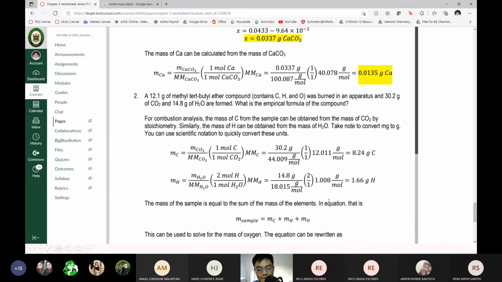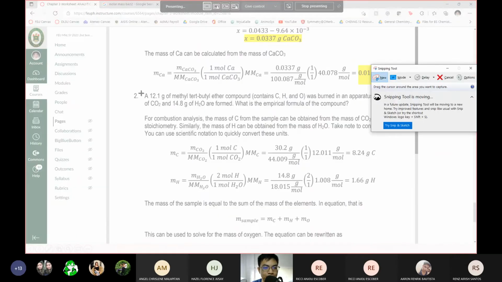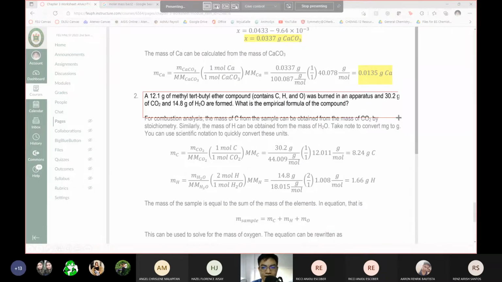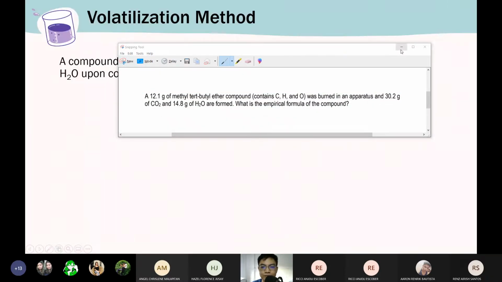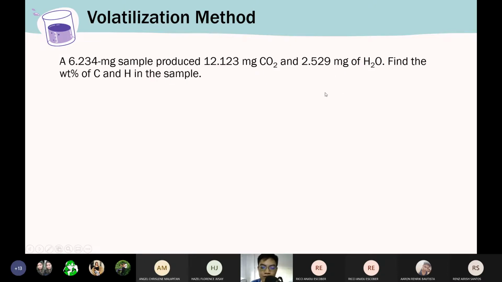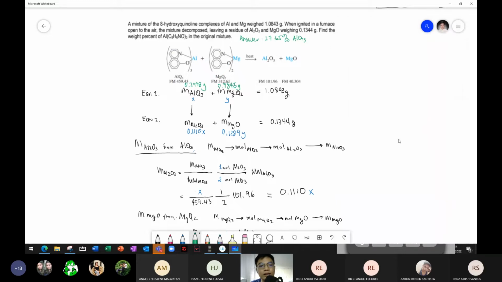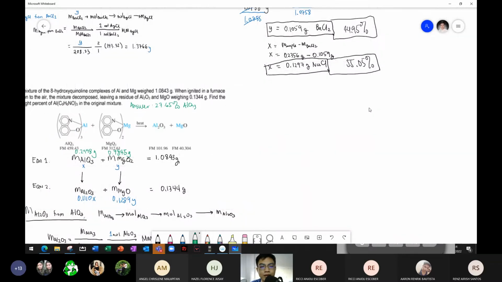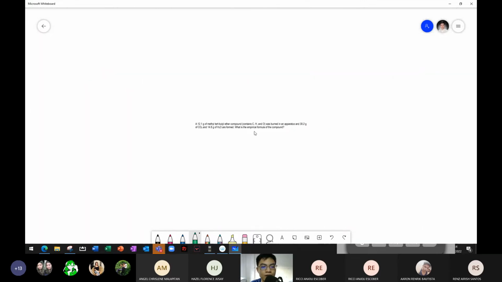Okay, so let's use this one, because this is more complete. The problems in the PowerPoint only have carbon and hydrogen. So what if there is oxygen? So I will teach you how, using the problem that I picked. You might have read the explanation in the worksheet, but it is my task to clarify them for you.